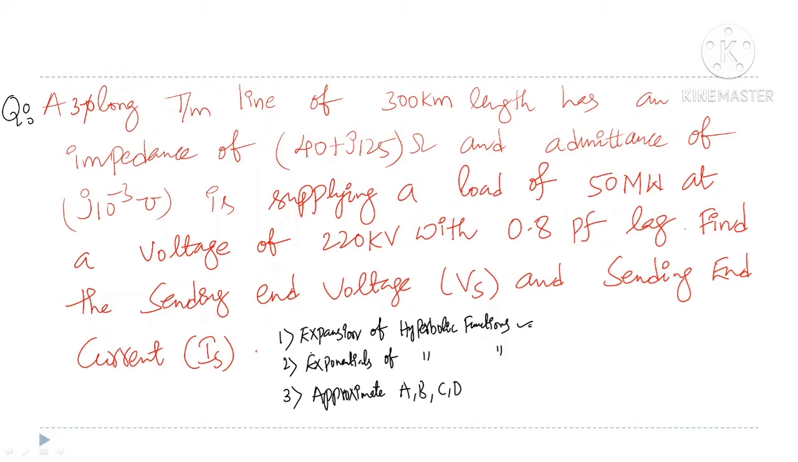The first and second methods are the exact methods without any approximation, and the third is an approximate method where we can take the approximate values of A, B, C, D, and then from that we will find the sending end voltage Vs and sending end current Is. Now let me solve this problem. First we will see the solution of this numerical problem.